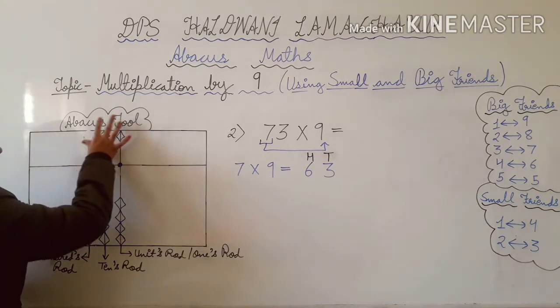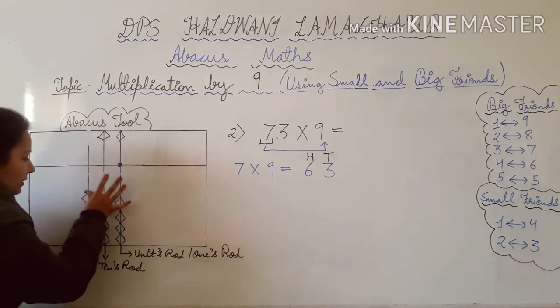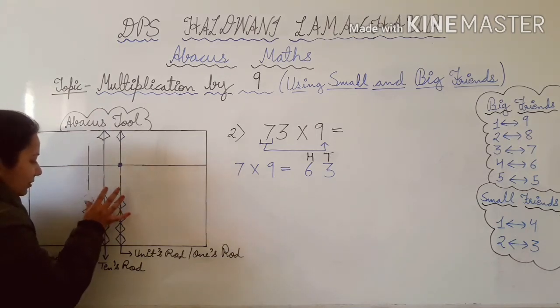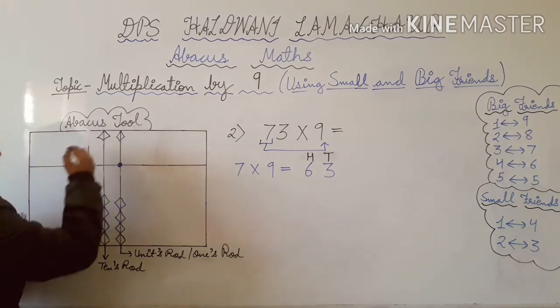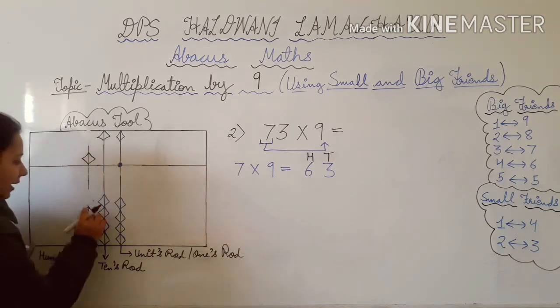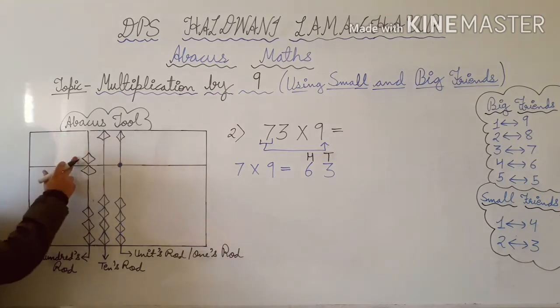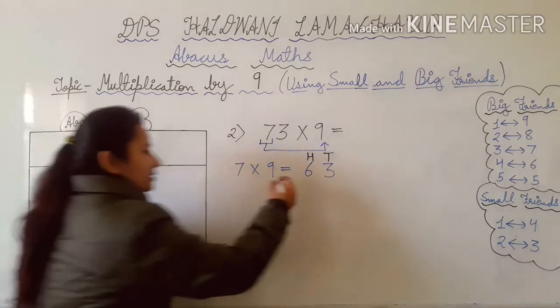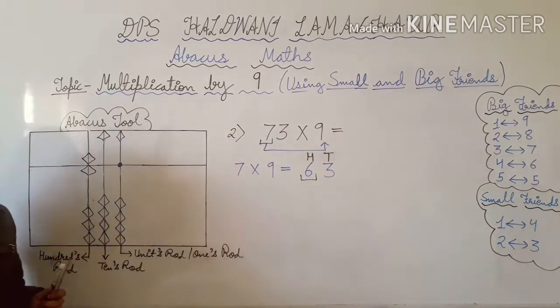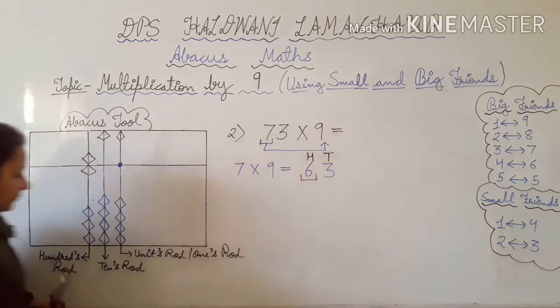Now, first of all, kids, add 6. For 6, you will take the help of bead 5. Now put the 5 bead down and 1 bead up. And this is your 6. See, 5, 6. Now 6 you have added in the hundreds rod. Now the next, you have to add 3 in the tens rod.